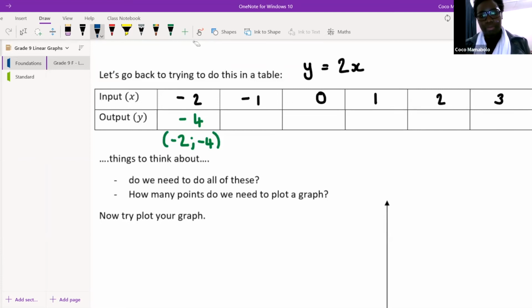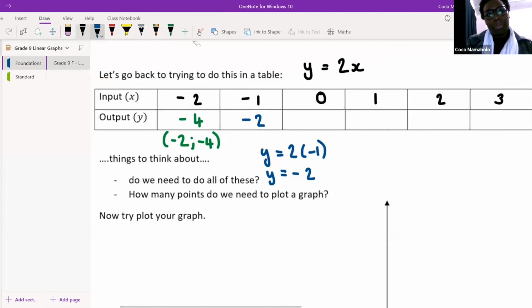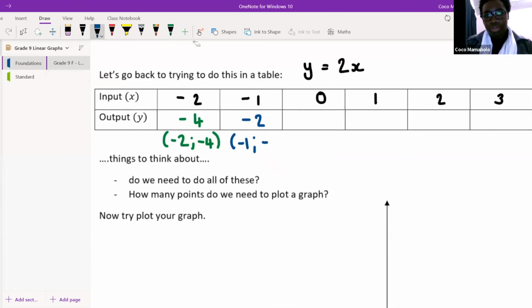I did y equals 2 open bracket -1 close bracket, and then y is equal to -2. Excellent. So how would I write it in coordinate form? Open bracket -1 semicolon -2 close bracket. Excellent. Amazing stuff. Well done.